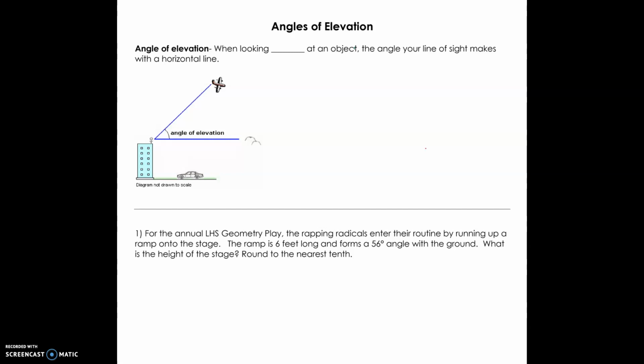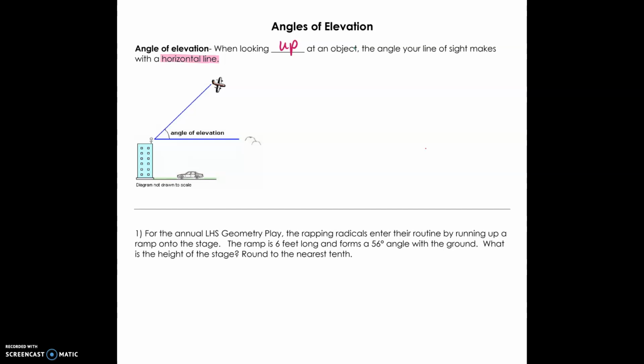Now that we know everything about trig ratios, sine, cosine, and tangent, using trig ratios to solve equations, and inverse trig, we're going to apply that knowledge to word problems. So today we're going to start with angles of elevation. The angle of elevation is the angle you form between your line of sight and a horizontal line when you are looking up at an object. It's very important to point out that the angle of elevation is always formed with a horizontal line.